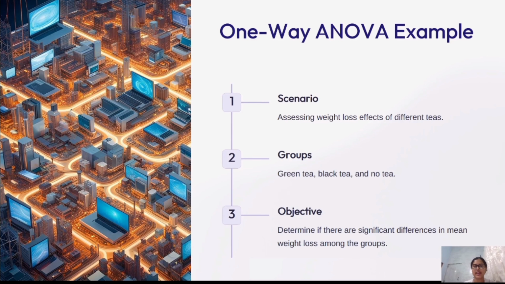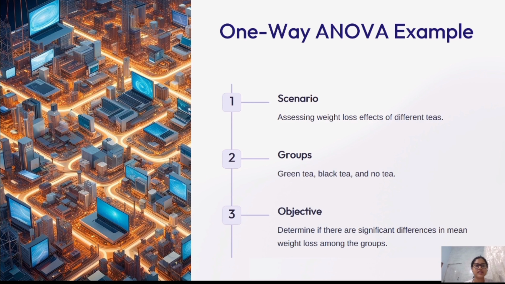Let me tell you an example for one-way ANOVA. Let's take the scenario where we're trying to assess whether different types of tea have an effect on weight loss. We want to see if drinking green tea, black tea, or no tea at all results in different levels of weight loss. Groups. We have three groups in this study. One group drinks green tea, another drinks black tea, and the third group doesn't consume any tea at all.